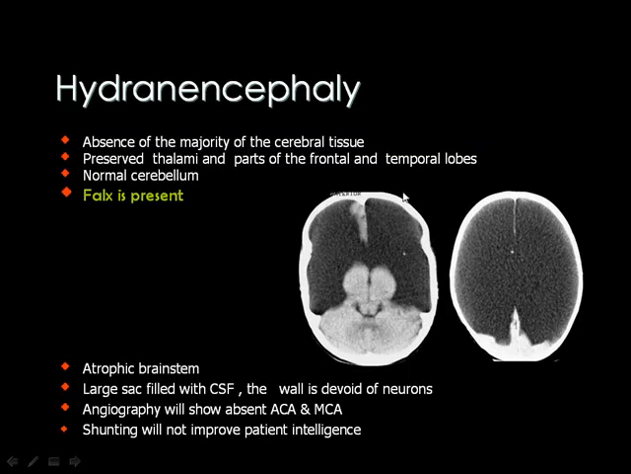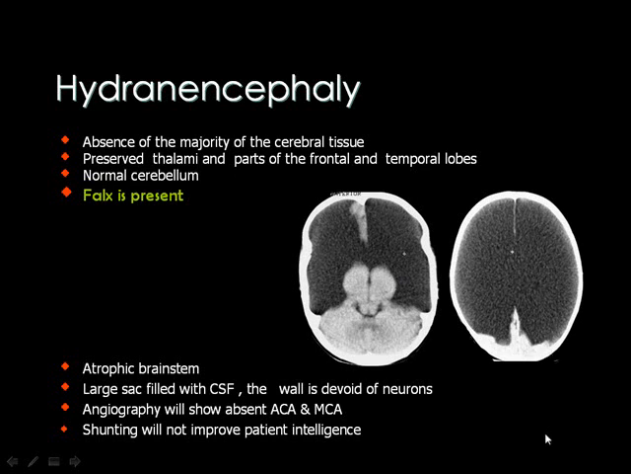Then you came to the second issue, which is hydranencephaly. And in this hydranencephaly, most of the brain tissue is missing, especially the frontal area, which is the opposite of what is found in the holoprosencephaly. The thalami are preserved, as you can see in this case, and very importantly, you can see the falx. This is very important in cases of hydranencephaly.